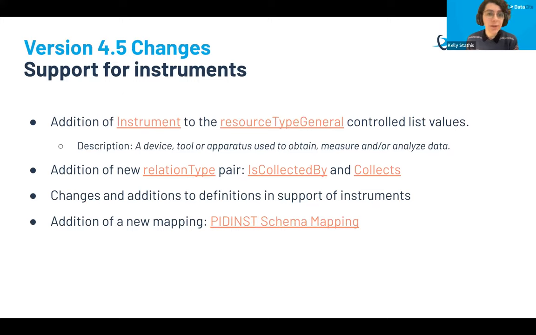And so version 4.5 includes several changes, the first of which is support for instruments. So as Lee mentioned earlier, we are adding a new resource type instrument described as a device, tool, or apparatus used to obtain, measure, and/or analyze data. And an important use case for these instrument DOIs is representing relationships between instruments and the data they collect and vice versa. And so for this use case, we have added a new set of relation types, is collected by and collects, which are primarily intended for these data instrument relationships.